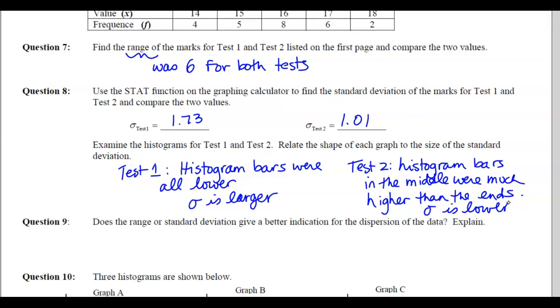Again, it's a comparison, right? You can't say, oh, standard deviation less than 1.5 is going to be more concentrated in the middle. That 1.5 is relative to what kind of data you're using to start. So comparatively, standard deviation of test 2 is smaller than test 1. Therefore, test 1 is more spread out. Okay, so does the range or standard deviation give a better indication? Well, the range was the same for both. So obviously, the standard deviation gives a better indication.